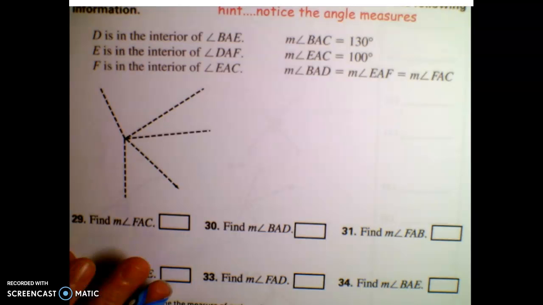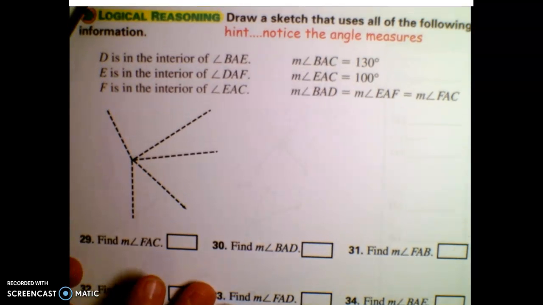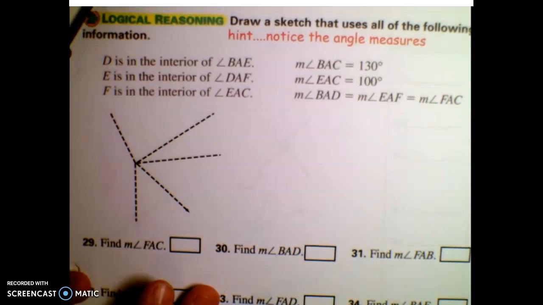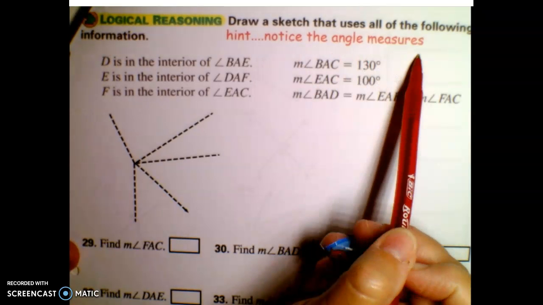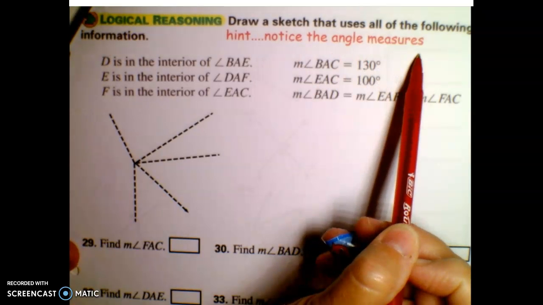Hi, so we didn't quite finish lesson 1.3. So we're going to work on this last problem together, these last two problems, and set them up for you. It says draw a sketch that uses all of the following. Hint, notice the angle measures. So what I'm looking for you to do is to draw this picture with me as we go along.